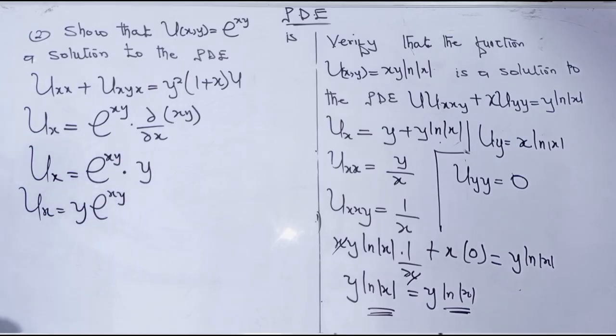So we can write this as u_x is equal to y e^(xy). Then we take the second partial derivative of that with respect to x again.